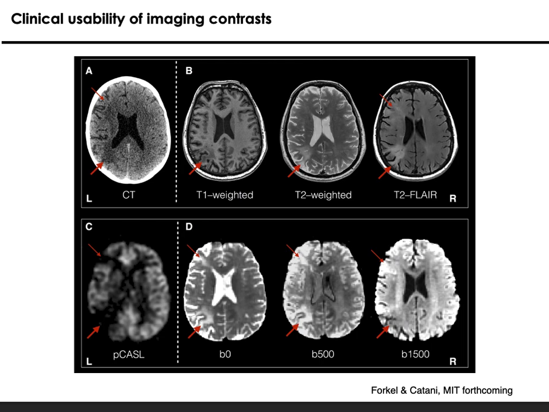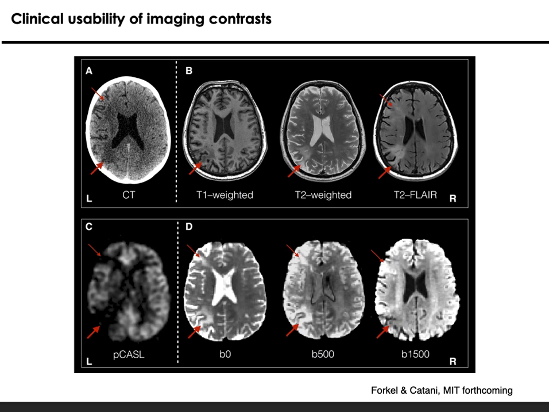Now, when it comes to mapping stroke in the brain, we are all familiar with these contrasts. So on the top left, we have a classical CT brain contrast followed by several structural MRI sequences. That is a T1 weighted, a T2 weighted, and a T2 FLAIR image. And then on the bottom row, we have the perfusion data for the very same patient, and then three different types of diffusion-weighted contrasts.